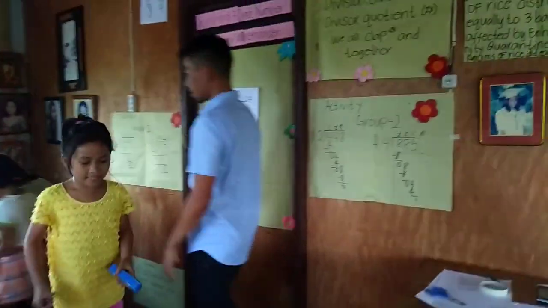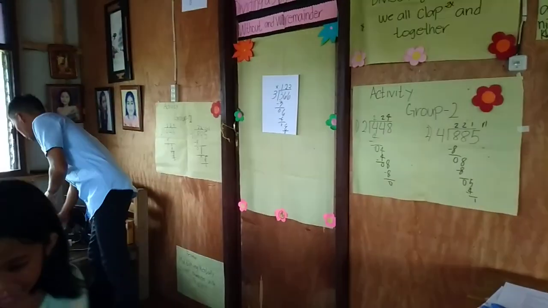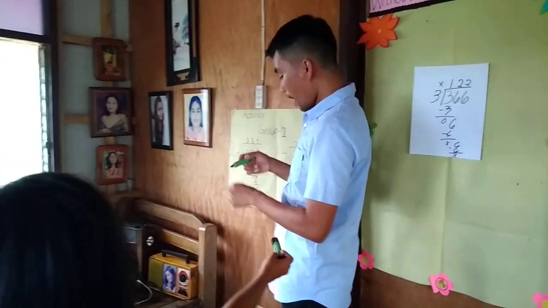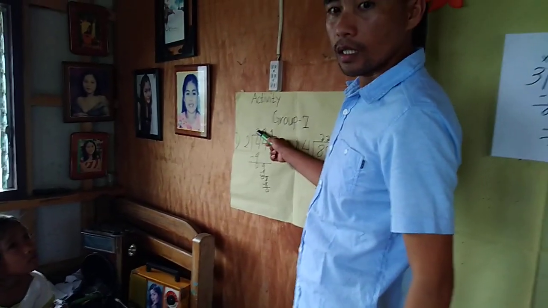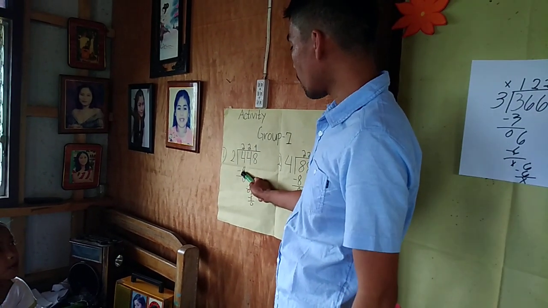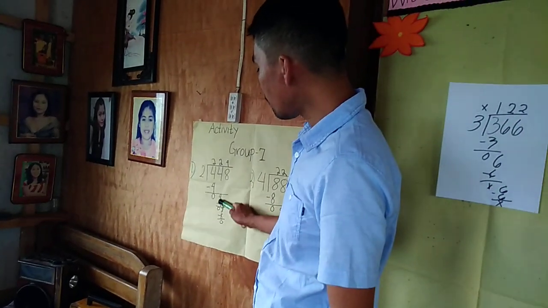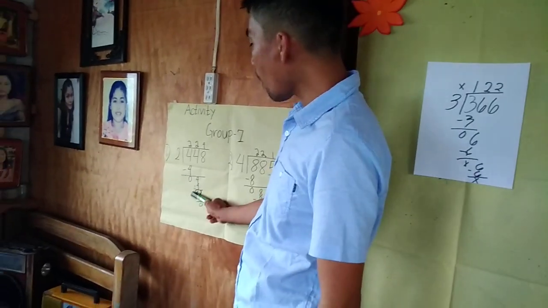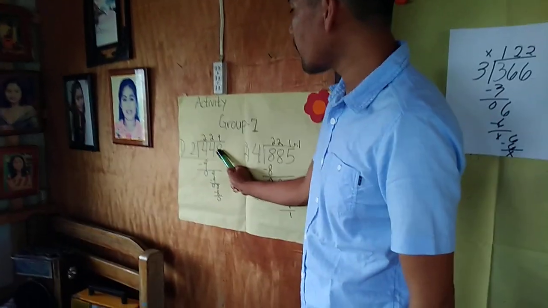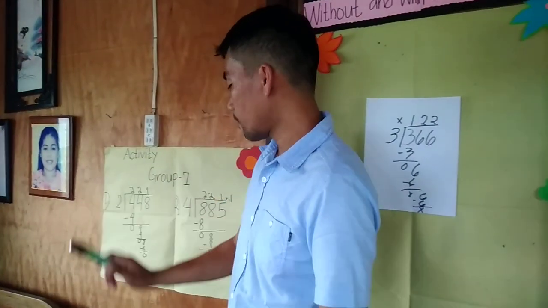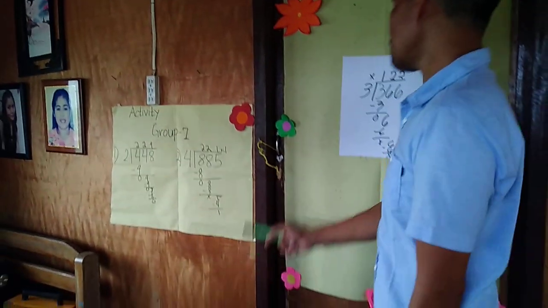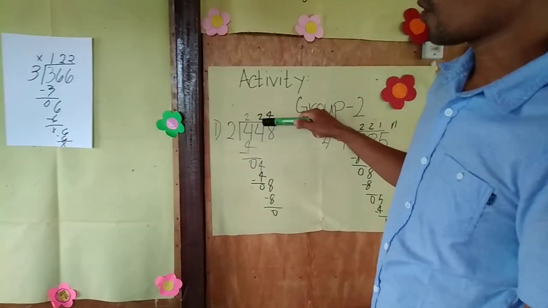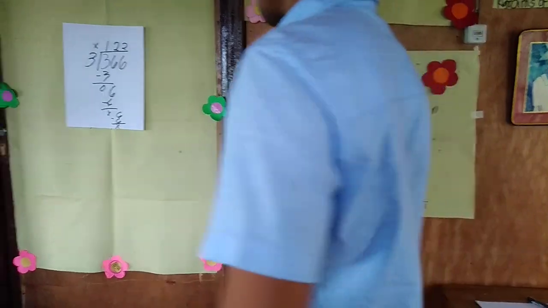Okay, please take your seat. Let us check your output. Four divided by 2 is 2. 2 times 2 is 4. 4 minus 4 is 0. Bring down 4. 4 divided by 2 is 2. 2 times 2 is 4. 4 minus 4 is 0. Bring down 8. 8 divided by 2 is 4. 4 times 2 is 8. 8 minus 8 is 0. 224. Correct. Okay, number 2.